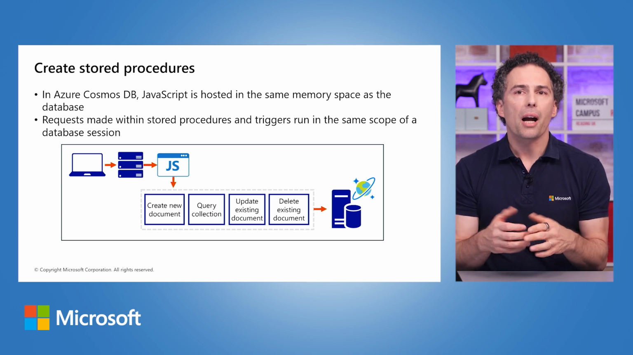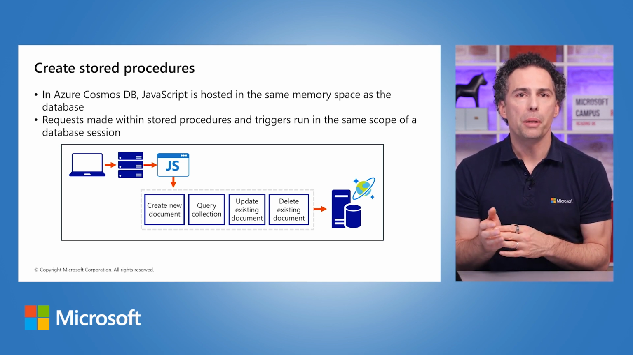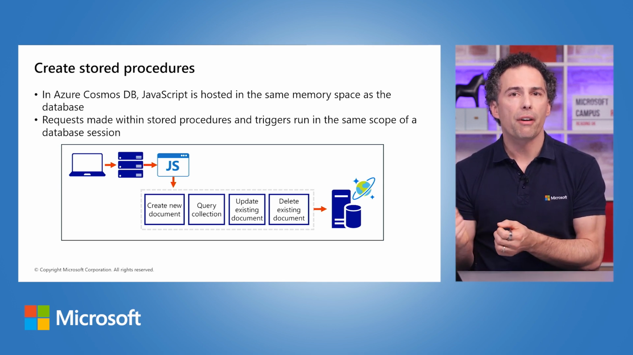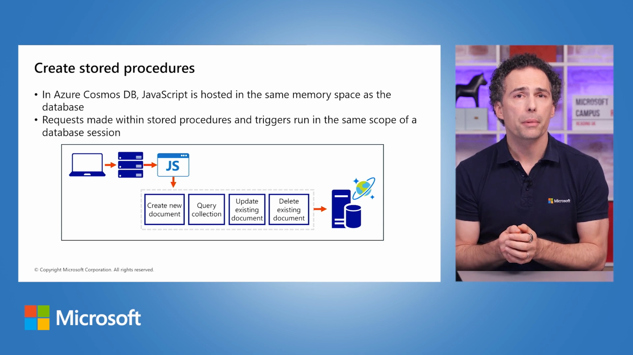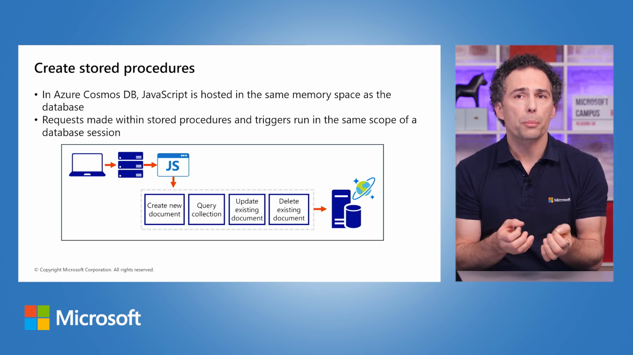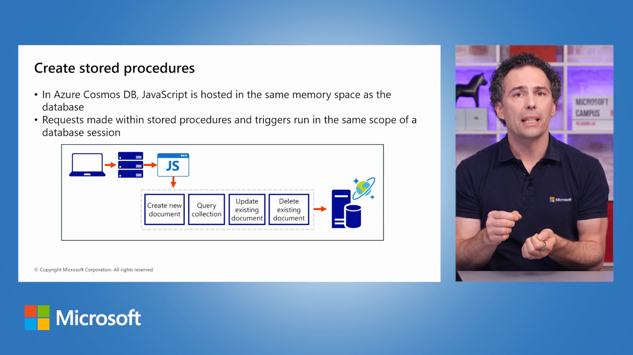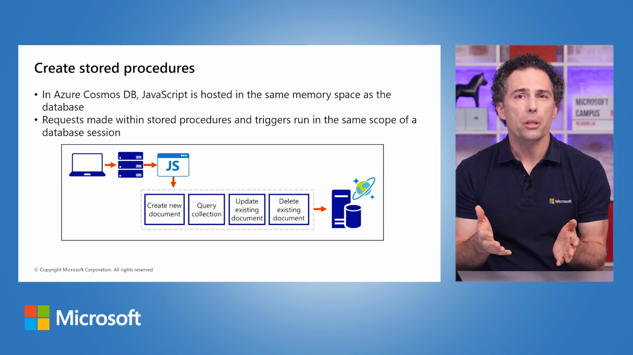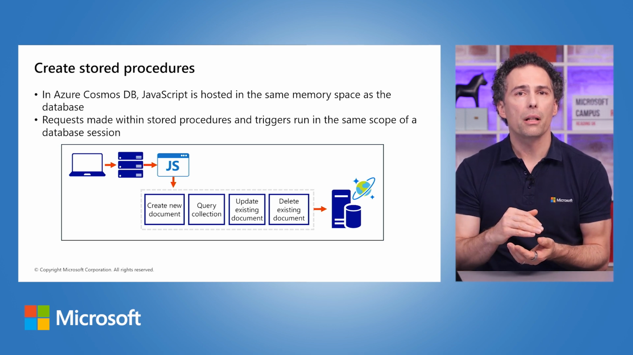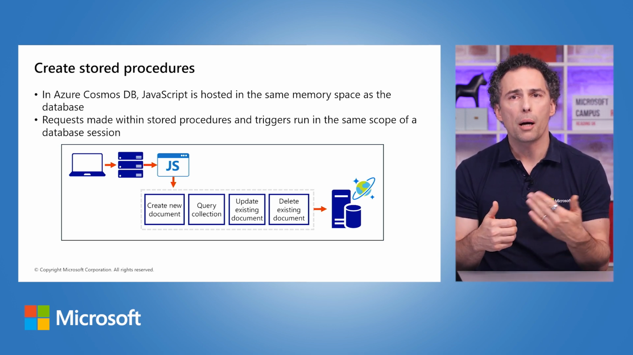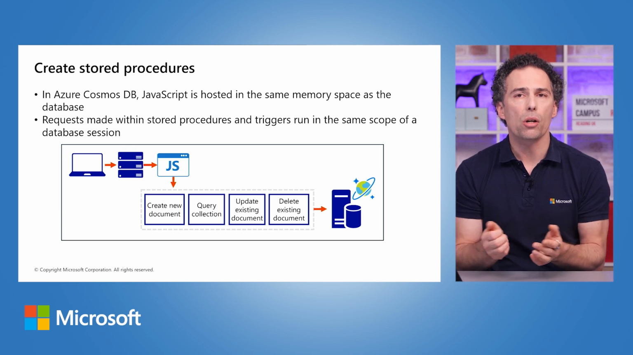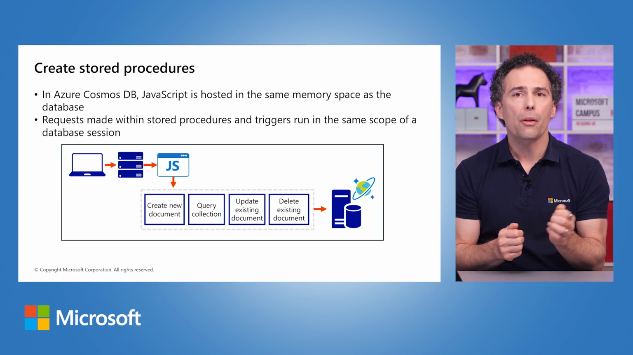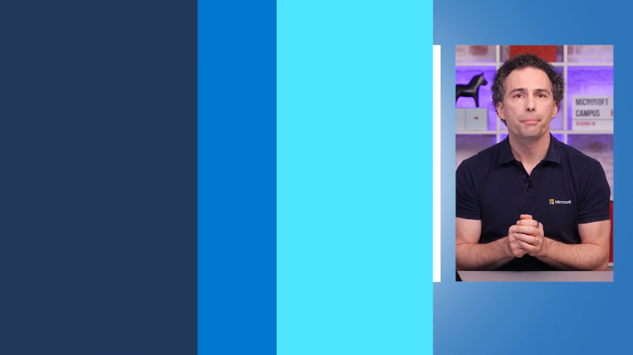When using the API for NoSQL in Azure Cosmos DB, you can create stored procedures, triggers, and user-defined functions with JavaScript. You can use JavaScript to write your logic and run it inside the database engine. Stored procedures are registered at the container level and can perform create, update, read, query, and delete operations on items within that container. Here's how that works. Let's go to a demo.